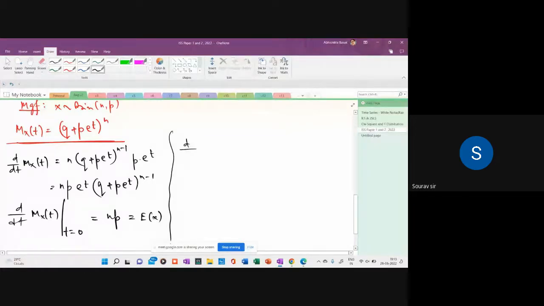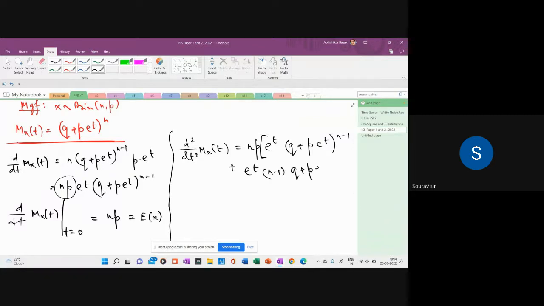d square/dt square of M_X(t) is equal to, we need to do the derivative of this thing with respect to t. With respect to t, this np is a constant, it will remain outside. First, we are going to do the derivative of e to the power t, then the other portion will remain as it is. Done. Then we will be doing the derivative of the other part, keeping this portion as it is: n minus 1 into (q plus p e to the power t) to the power n minus 2 into p into e to the power t. Done.